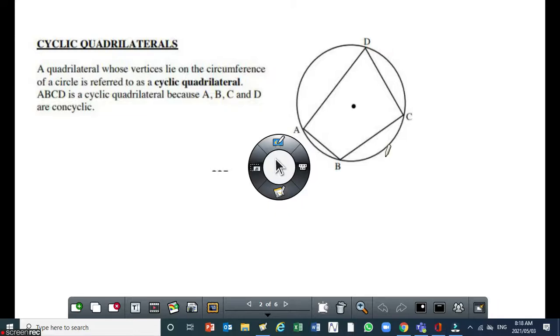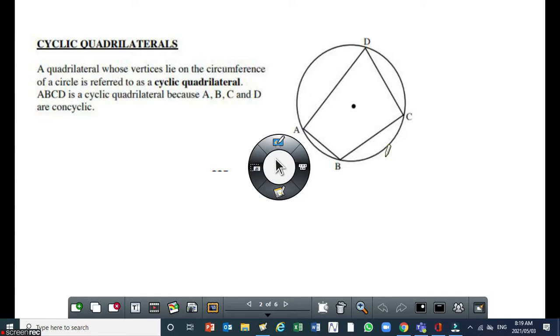Now, in grade 8, 9, and 10, you learned about quadrilaterals. Okay? Like a rectangle, a square, a rhombus, a parallelogram, and so on. A kite, those are quadrilaterals. Right? All quadrilaterals have 4 vertices. They also have 4 lines that form that specific quadrilateral.